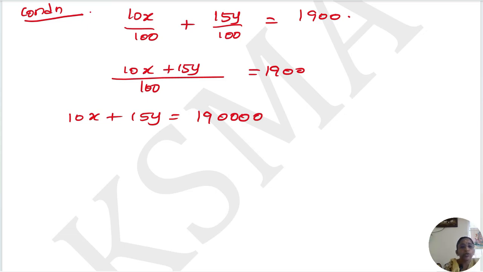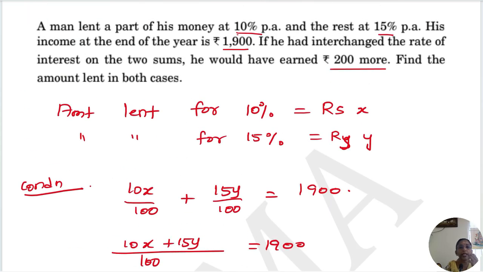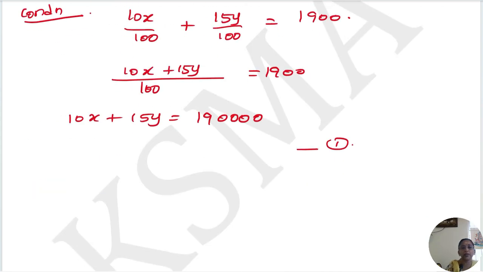So you can reduce your equation, isn't it? It is possible to reduce it with a common divisor. If you are reducing our data, then this will be, so this is our equation number 1. Now, go to the next condition. If he interchanged the rate of interest in two sums, he would have earned 200 more. Then 1900 plus 200. That is our data.